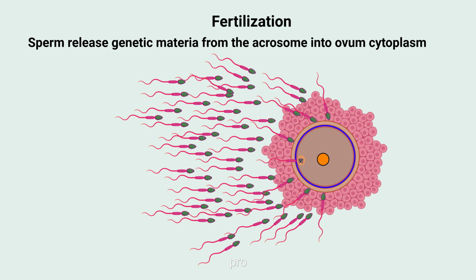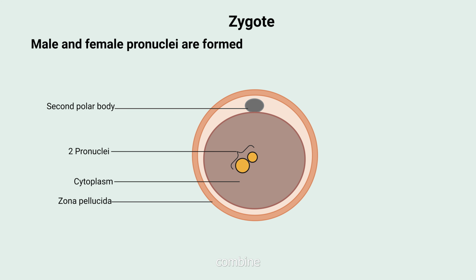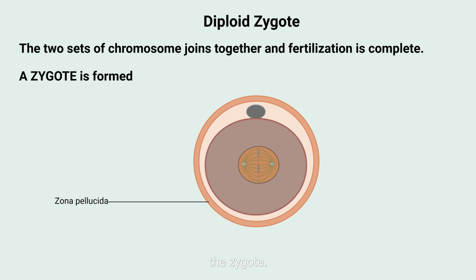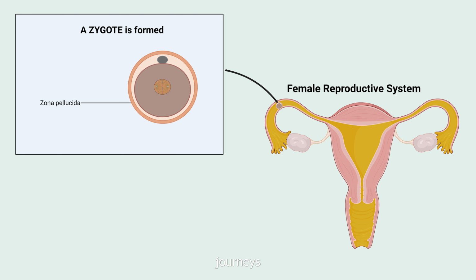The sperm haploid pronucleus then enters the ovum cytoplasm, looking for the ovum's haploid pronucleus. The two pronuclei combine to form a full diploid single cell, called the zygote. This zygote stage is the earliest developmental stage that lasts for about 12 hours, and the zygote then begins its journey to the endometrium.